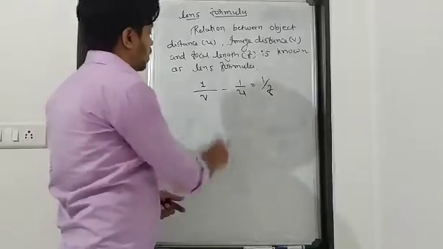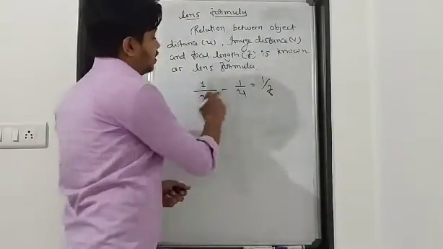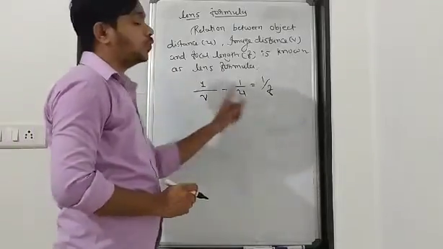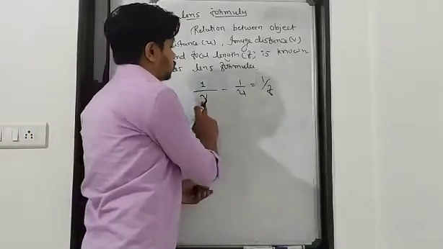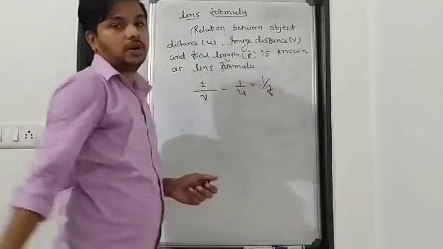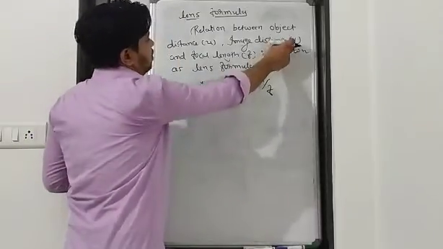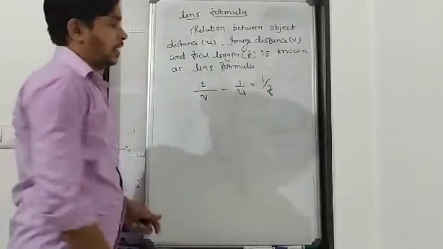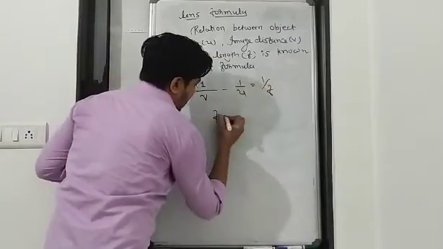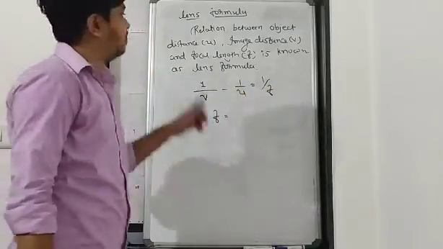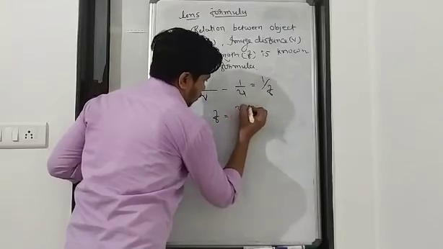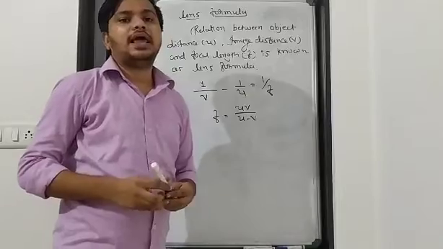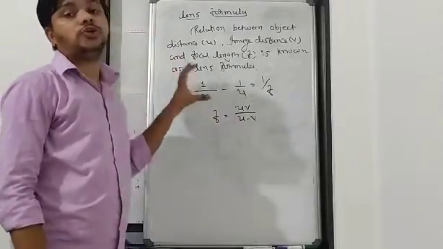Always remember that v should come first, then u. So 1 upon u should be subtracted from 1 upon v, not from u to v, right? So v should be first. So 1 upon v minus 1 upon u is equal to 1 upon f. Where, as you know, v is the image distance, u is the object distance, and f is the focal length. From this formula you can easily write the formula for the focal length of the lens, which is f is equal to uv by u minus v. So here it is, the lens formula. Just see for 2 to 3 seconds.